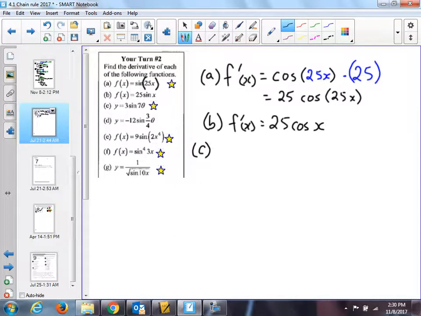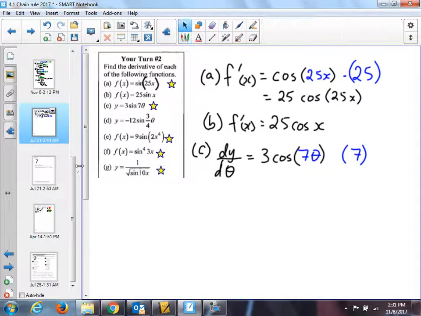Now, C, I'm going to use y. Am I doing dy by dx, though? What's the variable here? d theta. A little difference. It's not that big a deal. Now, I'm going to do this in two steps. So the derivative of the outer function is 3 cos. Leave the inside alone. 7 theta. The derivative with respect to theta is just 7. Now, what would you see in your answer book? 21 cos 7 theta, right?